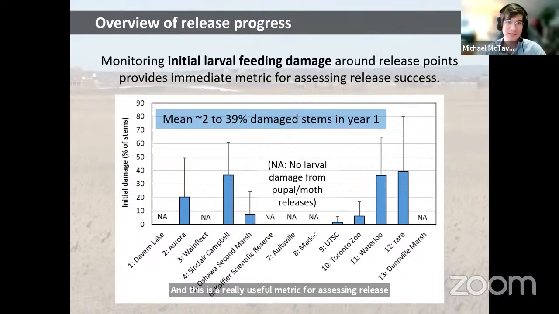In general, what we see is about 2 to 39% of damaged stems can be found around that release point in that first year. It's worth noting that some of these sites we don't have data for, because if you release as pupae or moths, there's not going to be any larval damage around that release in that first year.